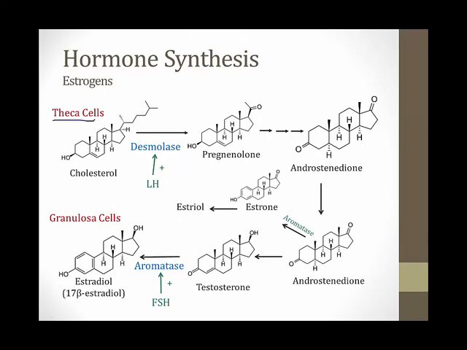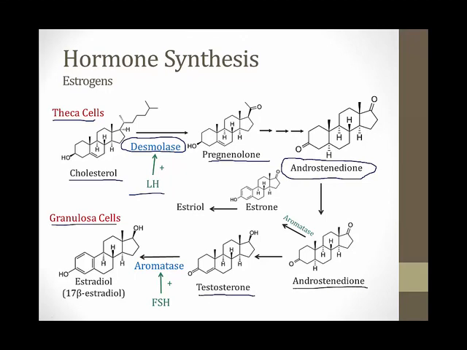The process begins in the theca cells, which take up cholesterol and convert cholesterol into pregnenolone. The enzyme that catalyzes this step is called desmolase, and it can be activated by luteinizing hormone. Pregnenolone then goes through a series of steps and is converted into the androgen androstenedione. Androstenedione is then passed to the granulosa cells, which convert androstenedione into testosterone.